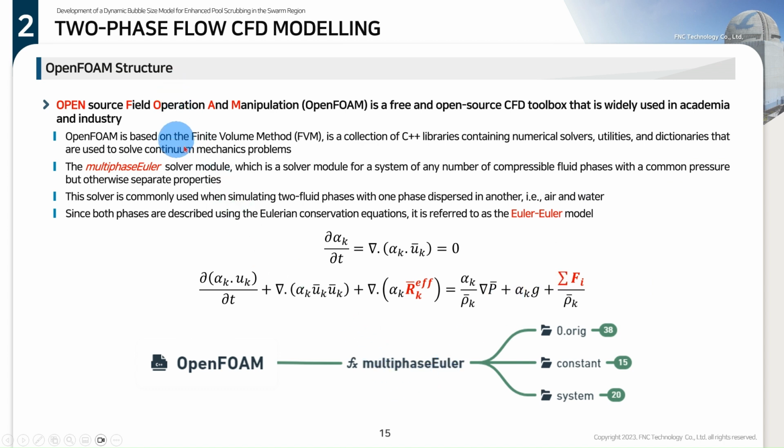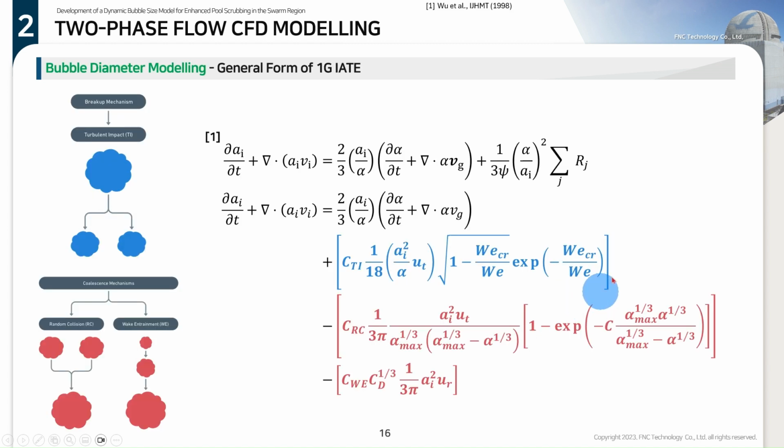3D CFD modeling was done using OpenFOAM, and it's an Eulerian simulation, which introduces the calculation of turbulence modeling as well as interfacial phase modeling. And for the bubble diameter, I coupled the interfacial transport equation with a two-fluid model, which has one source term, which is turbulent impact, and 2 sink terms for the coalescence. And then it calculates the interfacial area concentration, which then can be used to calculate the bubble diameter.